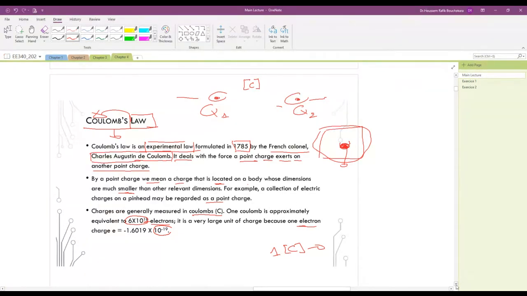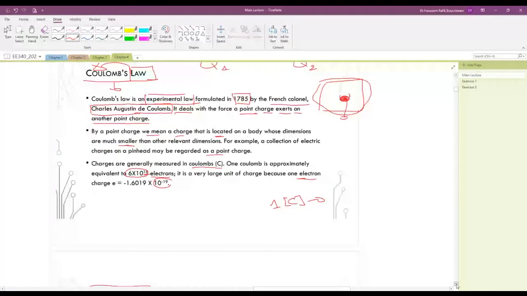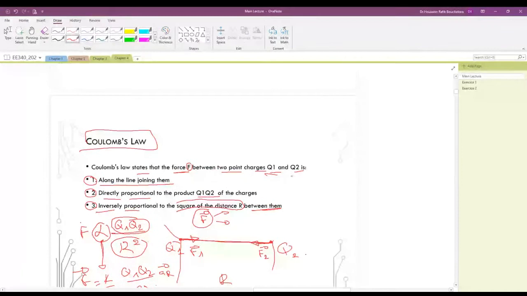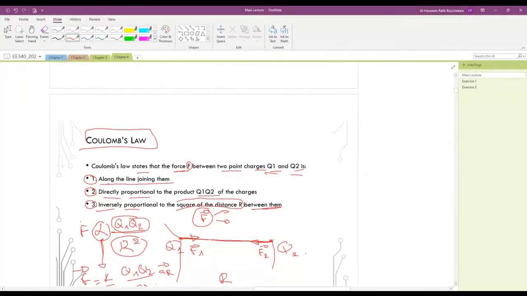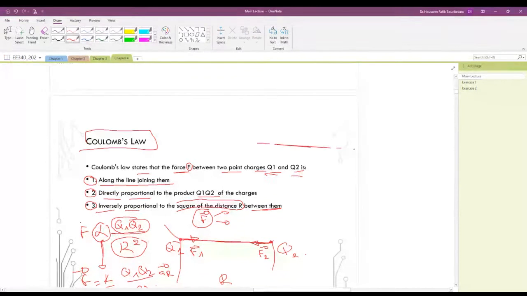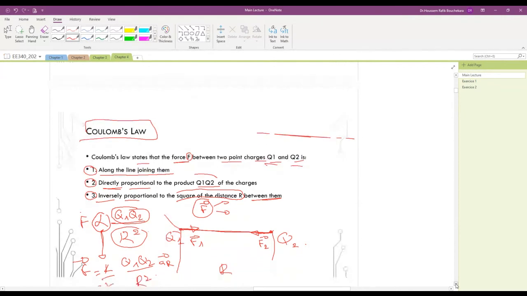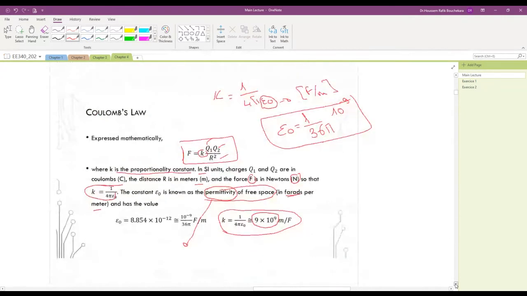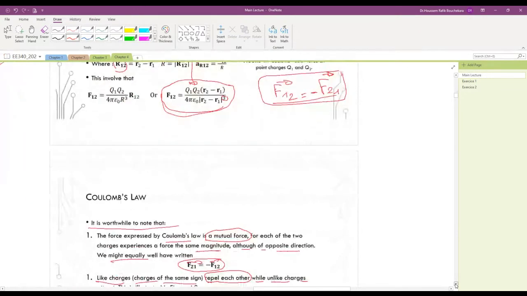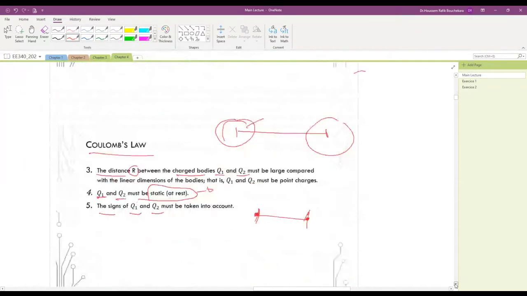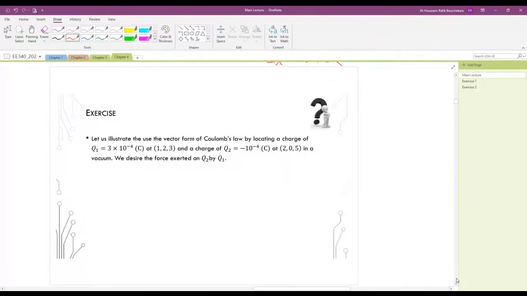Okay. قلنا this law states that if we have two charges, let's say Q1 and Q2, so there is a force between Q1 and Q2. This force is along the line joining Q1 and Q2. This force is proportional to the product of the charges, and this force is inversely proportional to the square of the distance. وأعطينا الexpression of the force، وحلينا بعض الأمثلة ووقفنا هنا.